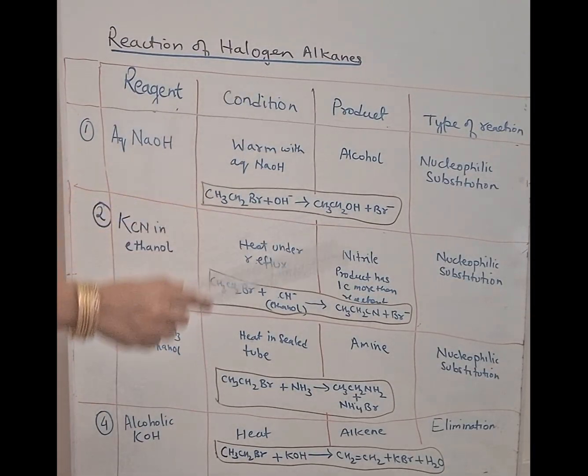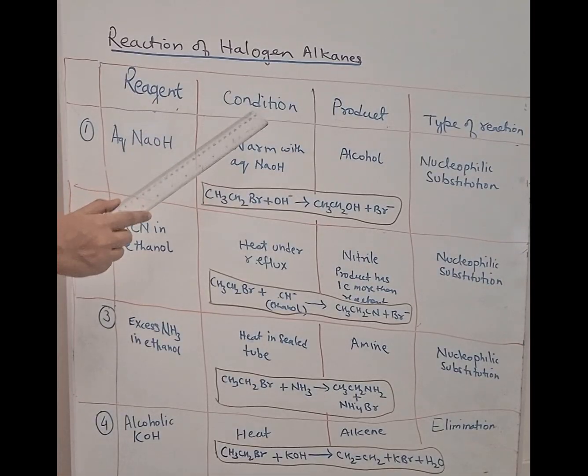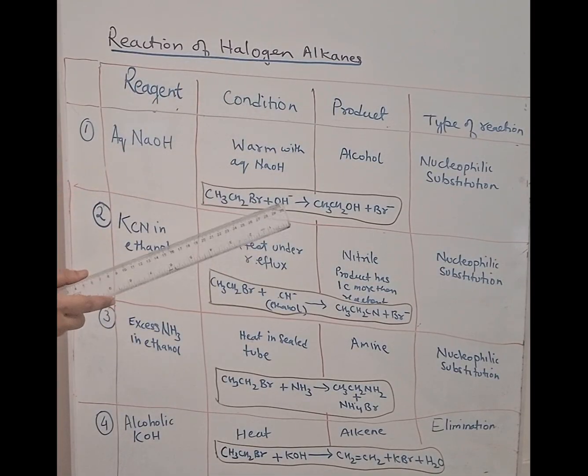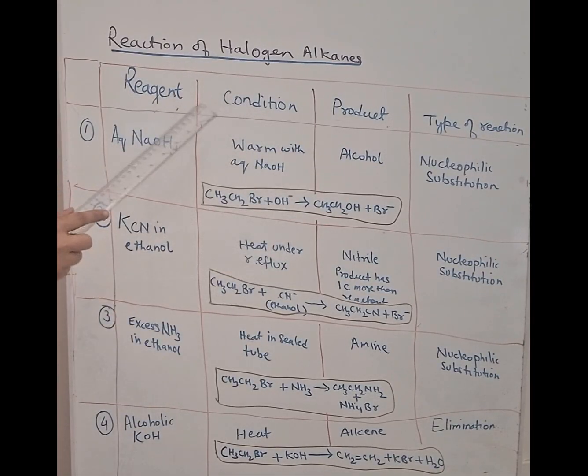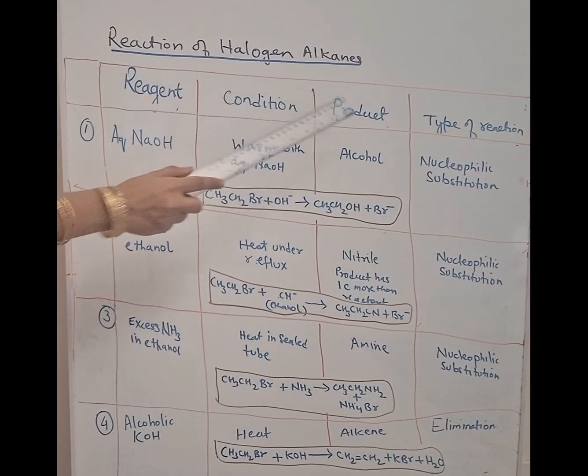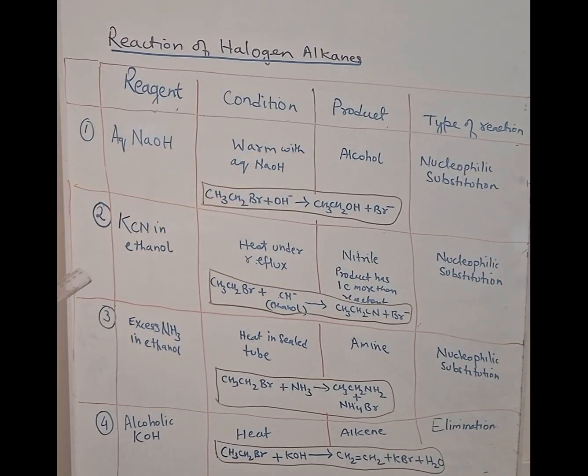Now why have I represented it in a table form? Because in your exam the question will be asked either from reagent or from condition or from product or from the type of the reaction. So if we know these four things, easily we can answer the question.